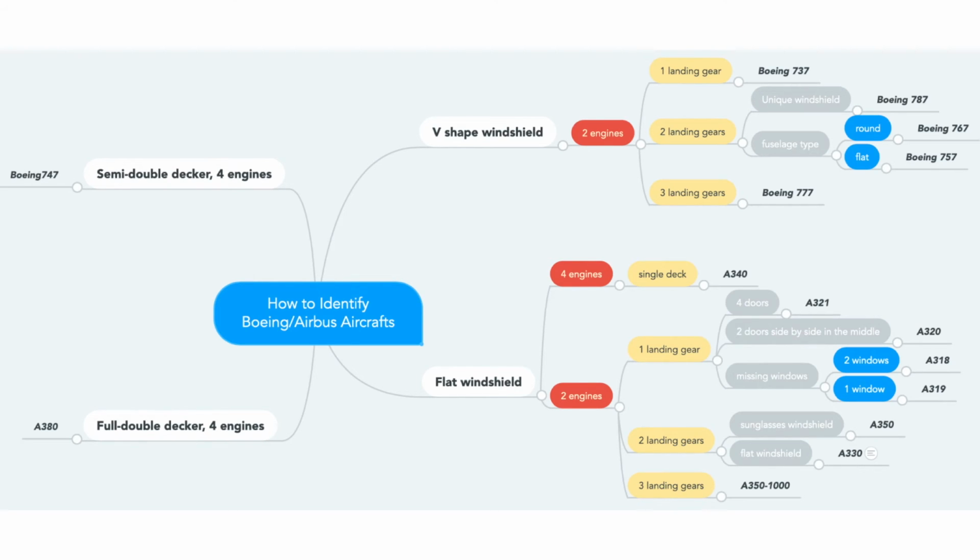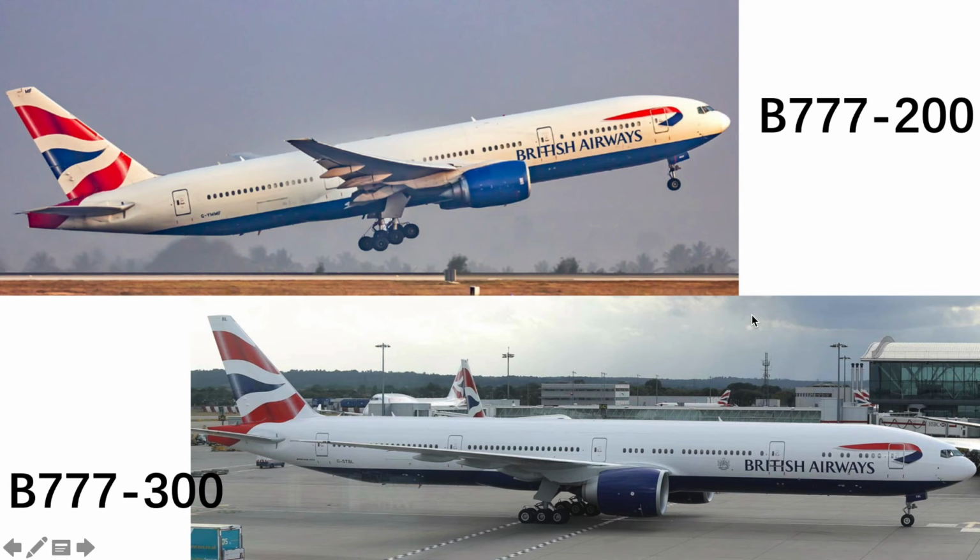That's all you need to know about how to identify Boeing and Airbus aircrafts. I know that's a lot to remember, but it takes practice and time. So take time and practice, you can remember it. And I'm going to show you two more bonus tips about the Boeing 777 and the Airbus A330 because both of them have two types of aircrafts.